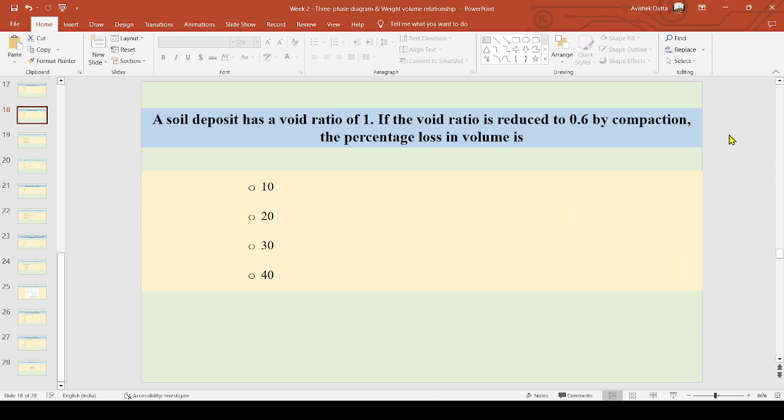A soil deposit has a void ratio of 1. If the void ratio is reduced to 0.6 by compaction, the percentage loss in volume is 10%, 20%, 30% or 40%. Next question.